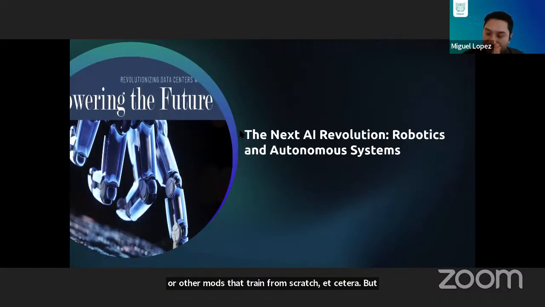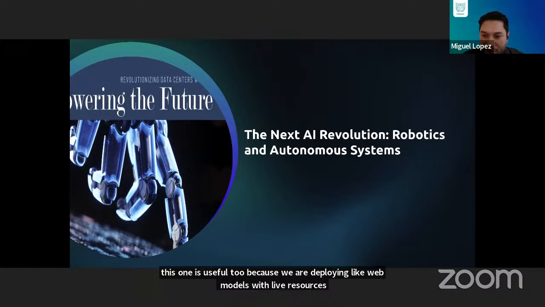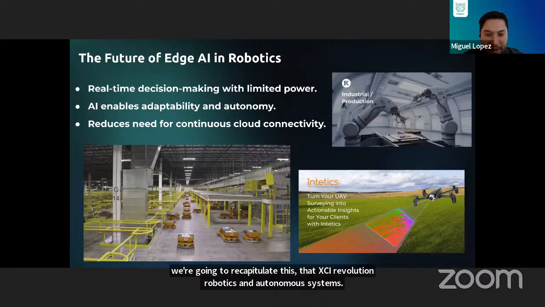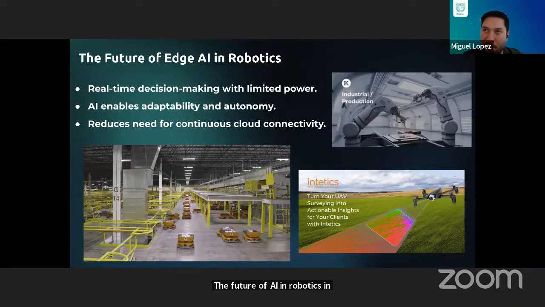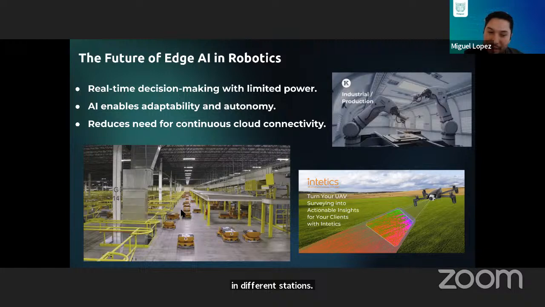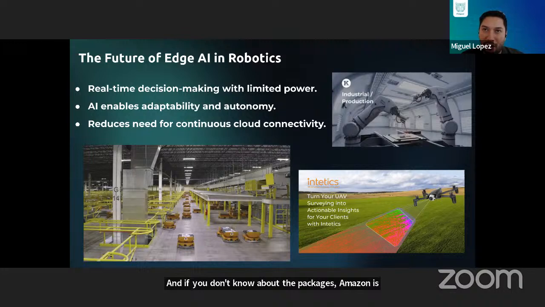Well, let's recapitulate this: the next AI revolution, robotics and autonomous systems. The future of edge AI in robotics. In general, we can see different kinds of proposals. Maybe some are futuristic, but if you search in different countries, they have this kind of solution in different stations. For example, these ones are from Amazon. If you don't know about the packages, Amazon is trying to optimize the process using robots in order to move, in a very efficient way, the administration and the package movement.